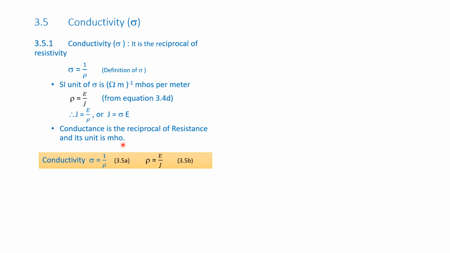Let us write equations for conductivity. So, conductivity sigma is equal to 1 over rho. This is 3.5a and rho is equal to E by J. This is equation 3.5b. Current density J also can be written as J is equal to E by rho, equation 3.5c, or J is equal to sigma E.